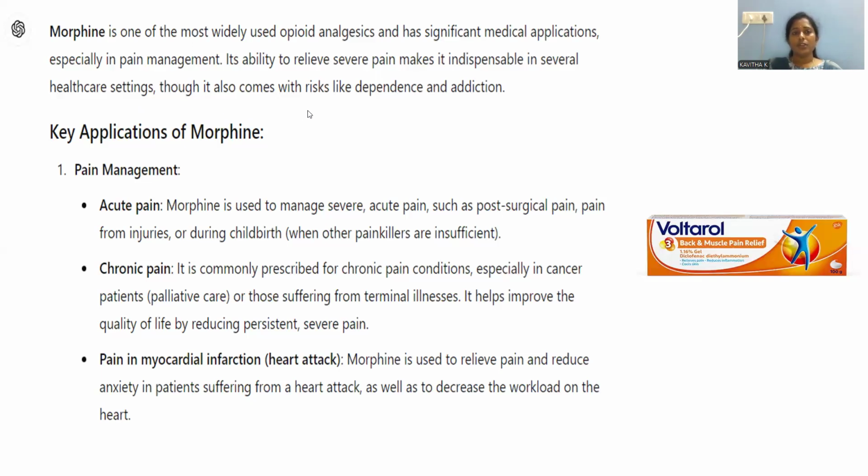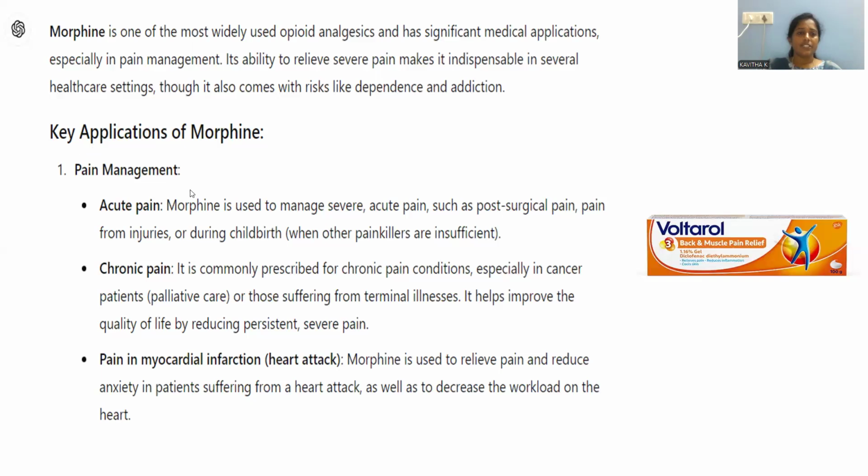Though it also comes with risks like dependence and addiction. So just now we discussed that a proper optimal dosage is very essential, and only with a doctor's prescription should we go with the usage of morphine. Otherwise, it may cause addiction as well. That's the reason why careful usage is very essential.